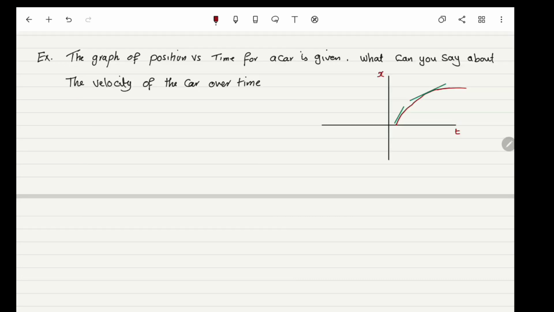Let's have another example. The graph of position versus time for a car is given in this curve here, as we can see. What can you say about the velocity of the car over time? The car actually slows down all the time because, as we can see here, the slope is almost diminishing as time goes on. So as we can see here, there's almost a plateau region, which means the position becomes constant with time.